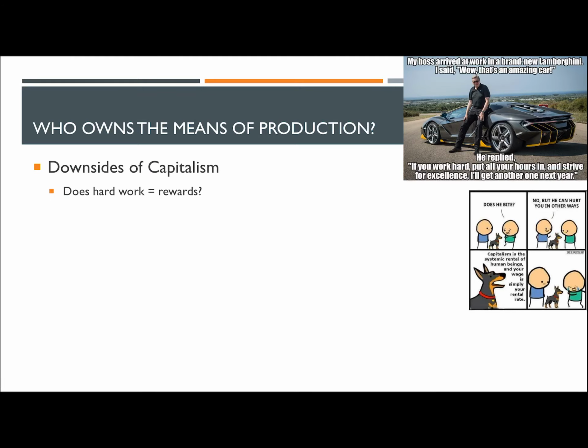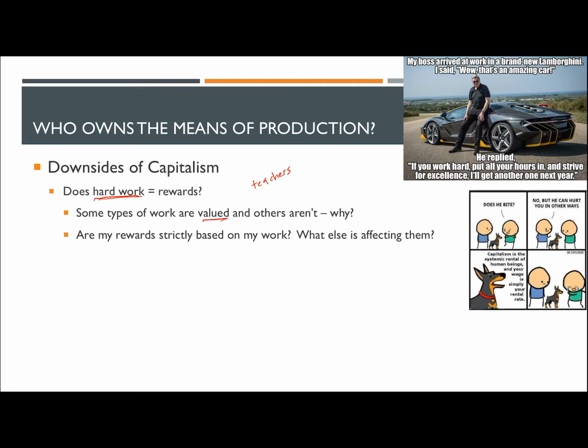Number one, does hard work equal rewards? This is a very interesting question. For example, some types of work are valued and others aren't. Like, for example, let's take public school teachers. Man, these guys work super hard. My wife is a teacher. She works way harder than I do teaching college, and yet I get paid more than she does. Why? Because we value some types of work more than others, not necessarily because of the hard work, but just because they're valued differently. Are my rewards strictly based on my work? What other things are affecting the rewards I get from them? To the extent that they're not just based on hard work, meritocracy, this becomes a real problem of capitalism, that some people make more because they make more, and it doesn't seem like it fits into the idea of capitalism.